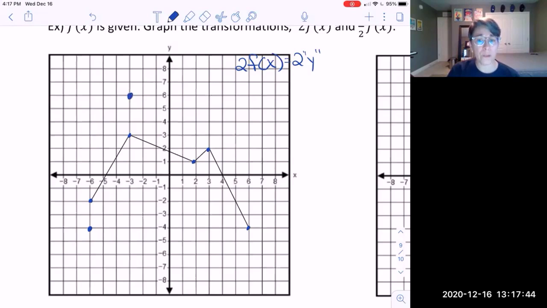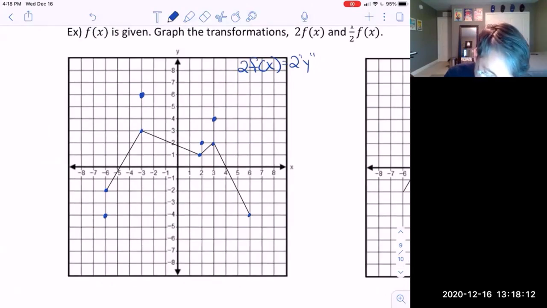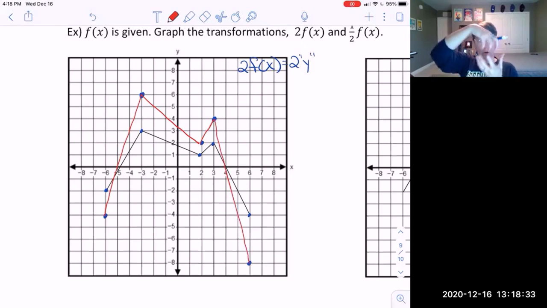Third point, our y value is 1. Multiply it by 2, and we get a 2. Fourth point, our y value is 2. Multiply it by 2, we get up here at 4. Our last point, our y value is -4. Multiply it by 2, and we get down here to -8. So if we connect all of these points, you can see how we've taken the original graph and stretched it by a factor of 2.